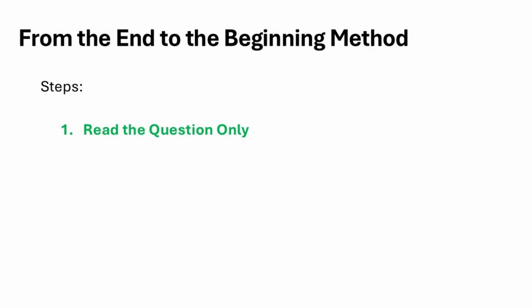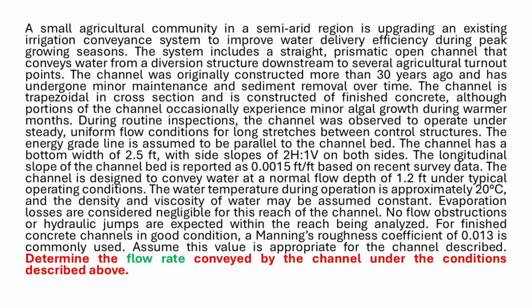Step number 1. Read the question only. Ignore the long problem statement for now. Go straight to the last line. Ask yourself, what is being asked here? Is it flow rate? Is it velocity, depth, head loss, or slope? In this example problem, the last line of the problem says, determine the flow rate conveyed by the channel. And that tells us immediately the target variable is flow rate, Q. Let's underline and mentally lock in the target variable.